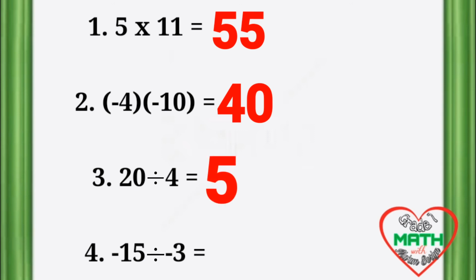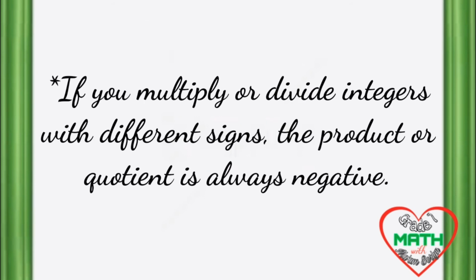Number 4, negative 15 divided by negative 3. They have the same sign. They are both negative, so the quotient is positive 5. Now, how about if we will multiply or divide integers with different signs? If you multiply or divide integers with different signs, the product or quotient is always negative.